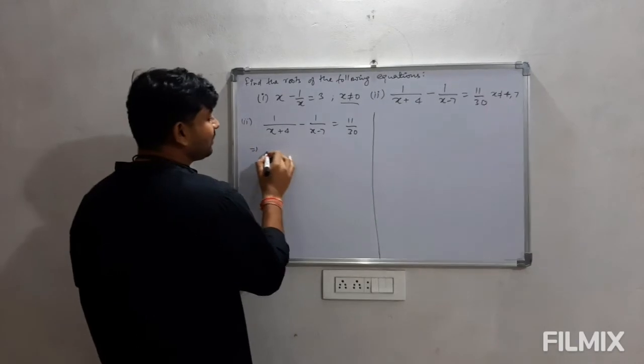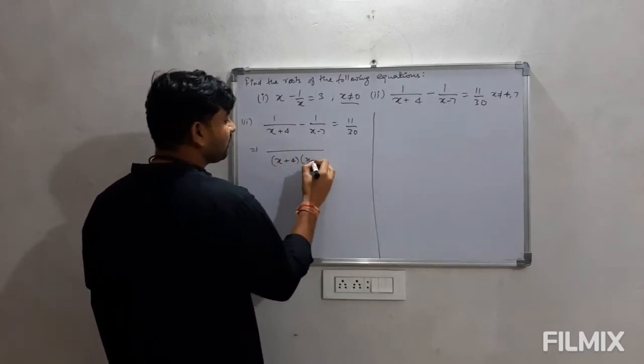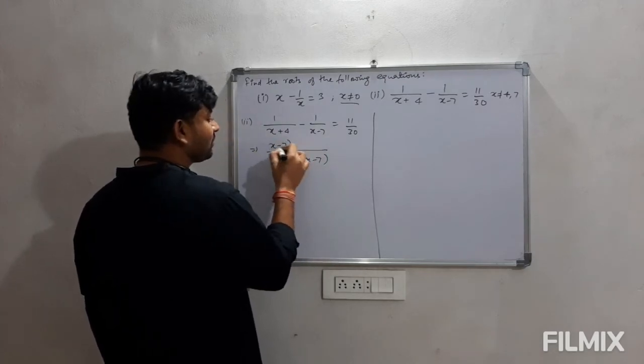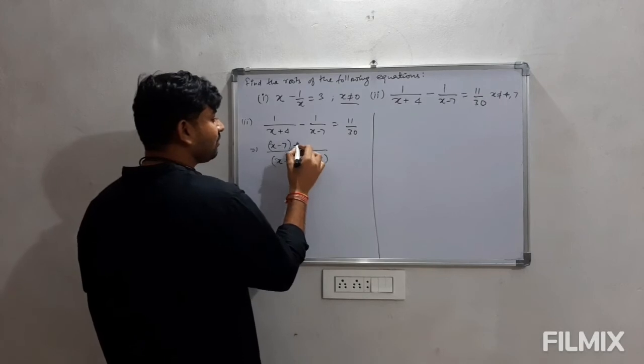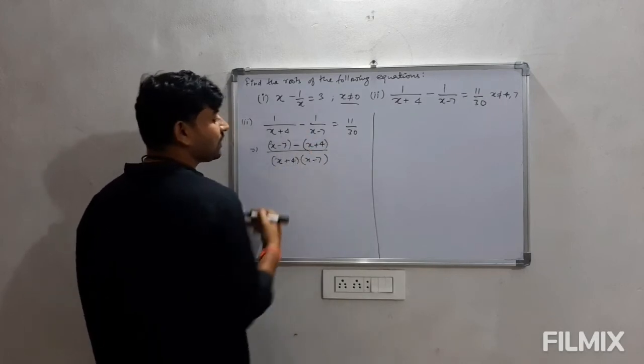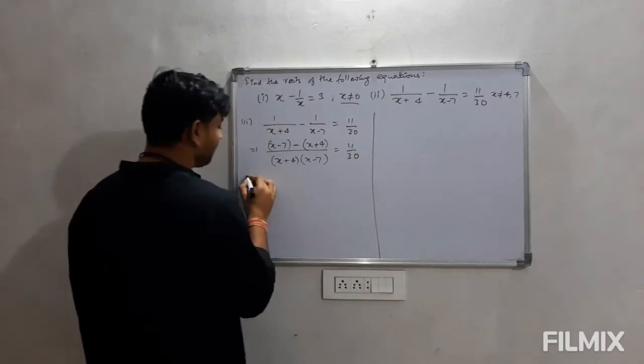Again we have to use the cross multiplication here. So the denominator will be multiplied, x plus 4 multiplied with x minus 7. Then cross multiplication, so 1 into x minus 7 will be x minus 7. Then minus 1 into x plus 4, so it will be minus of x plus 4. It is equal to 11 divided by 30.